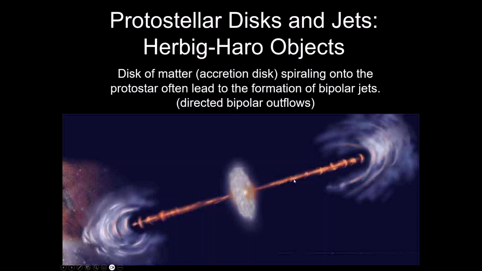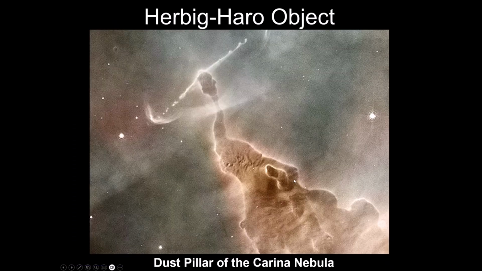And sometimes we see this. In fact, here's an example of this. This is in what's called the Carina Nebula. And in the tip of this pillar, we see a Herbig-Haro object. Now, you don't typically see the disks of these objects. The disks are not incredibly large, and they're usually embedded in the nebula, so they're shrouded by all the dust that's there. But we do see the bipolar jets.